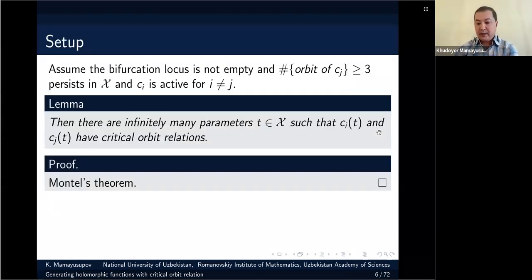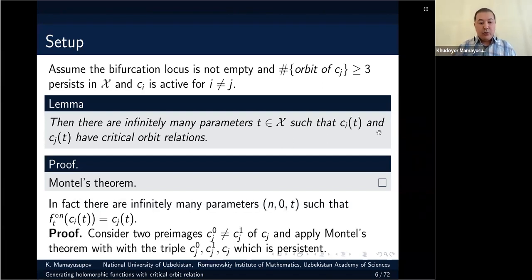So now the setup for my setting. I assume that the bifurcation locus is not empty, and I have some critical point which is non-exceptional. It means that the orbit travels somewhere, with orbit length at least 3 or infinite, and it persists throughout the parameter plane. And you have another active critical point. You take from the bifurcation locus some parameter. Then the following is a generalization of analogous results for post-critically finite maps. There are infinitely many parameters such that t_i and t_j have critical orbit relations. The proof follows from Montel's theorem.